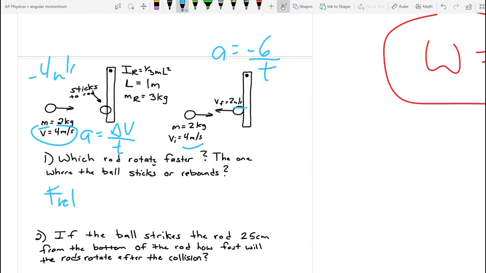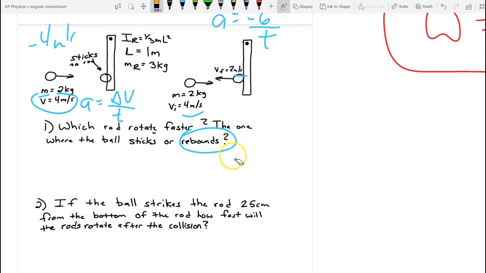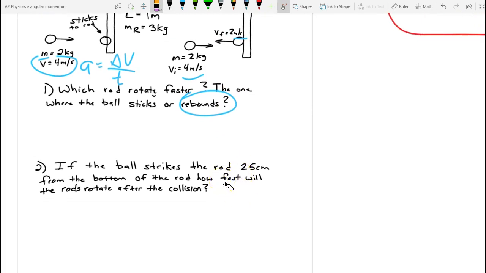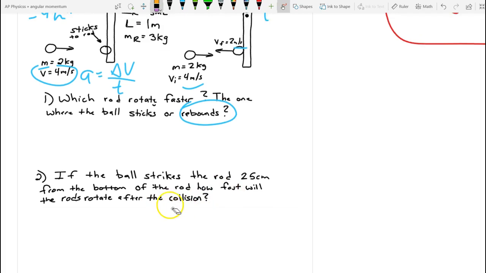So if we looked at F net equals ma, greater acceleration, greater F net. So it's going to rotate faster when you rebound. Again, forces are going to be able to answer so many of these questions. Now, this one says if the ball strikes the rod 25 centimeters from the bottom, how fast will it rotate after the collision?